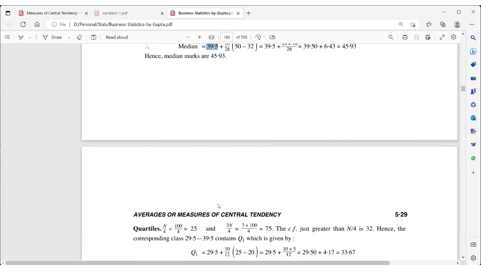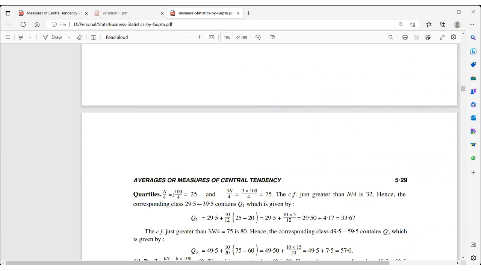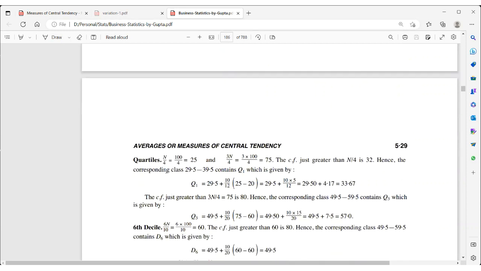So how do we calculate the quartile? See, for this quartile, I told you that there are three values of quartile: Q1, Q2, and Q3. So Q1 is the first quartile, that is the first 25%. Q2 is the median, that is the similar way. Q3 is the third quartile, that is then further 25.